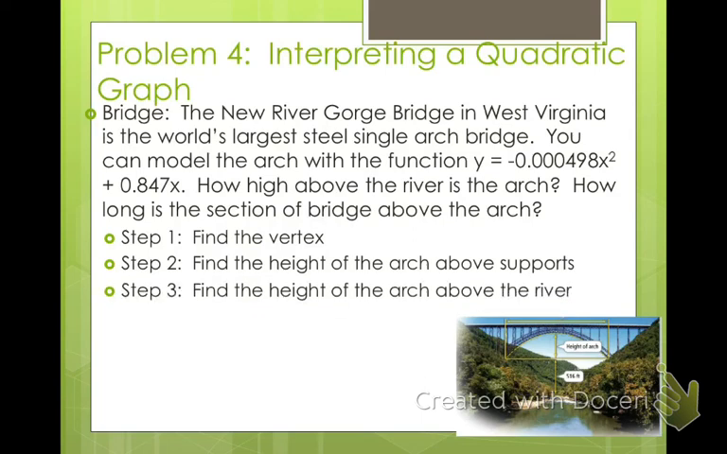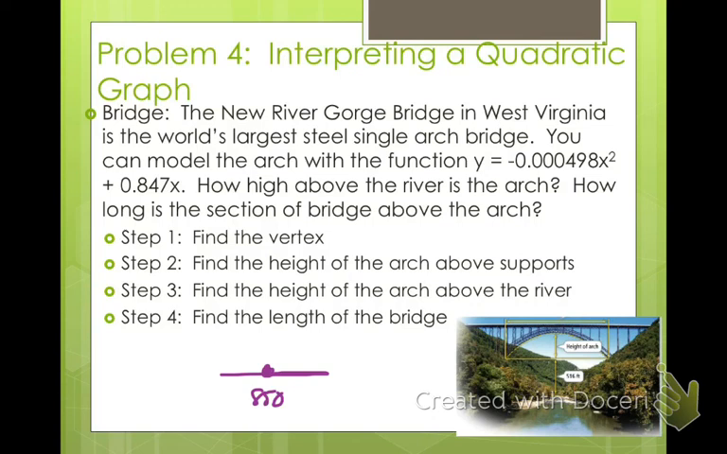And then you find the height of the arch above the river. So you take the 360 and you add that 516. That makes our height above the river 876. And then in order to find the length of the bridge, we found that our vertex is at 850 here, that's halfway. If it's at 850 here, that means we have two 850s. So you add that together and you get 1,700.